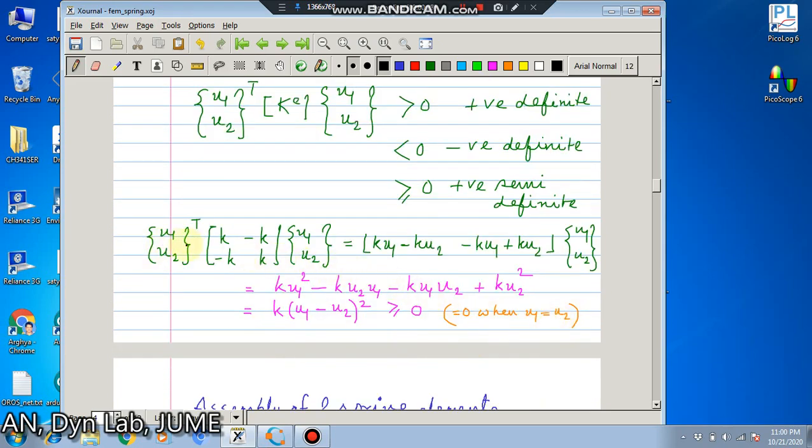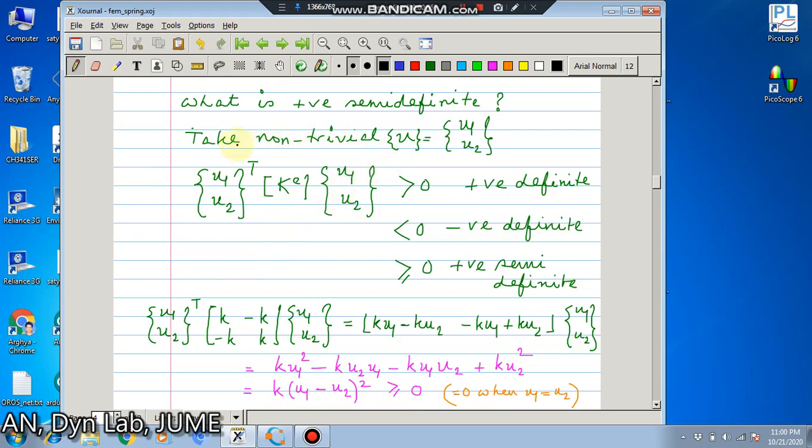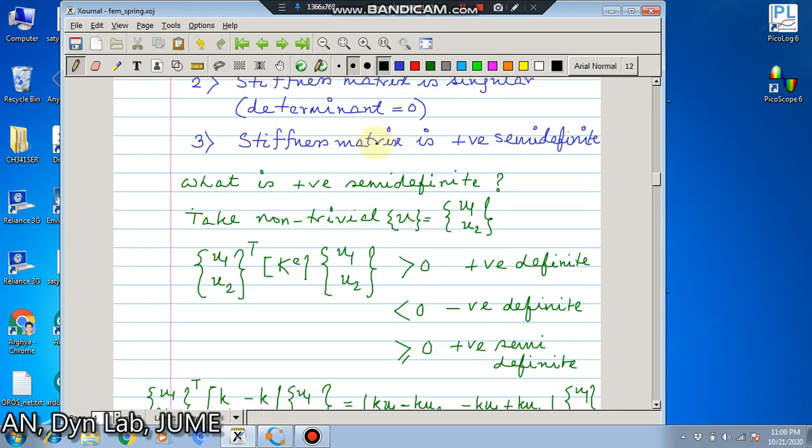From here you can see, if you multiply this with this, you get this, and then if you multiply again, you get this. So ultimately you get k into (u1 minus u2) whole square. A whole square cannot be negative, so it has to be greater than or equal to 0. So U transpose KU has to be positive semi-definite.